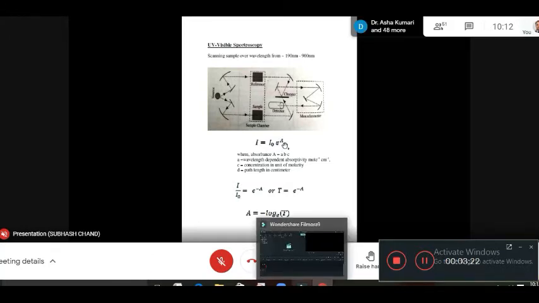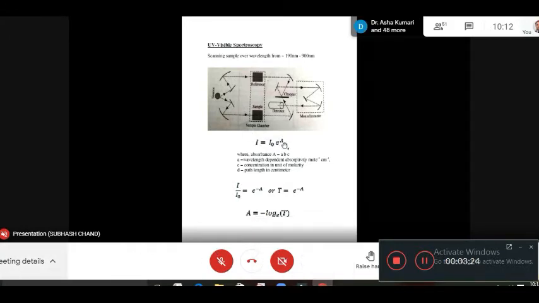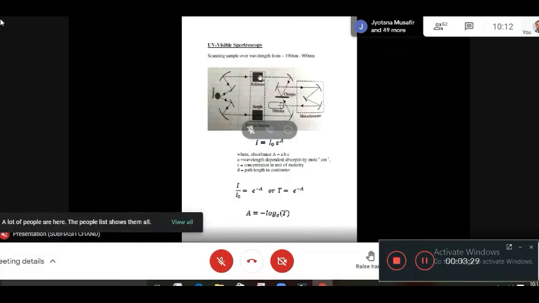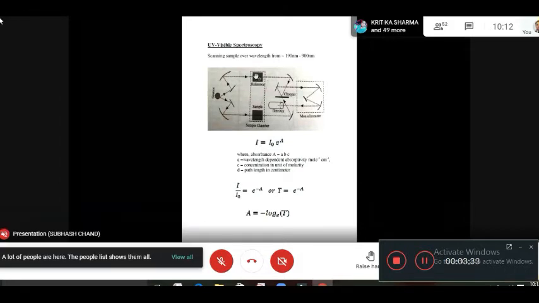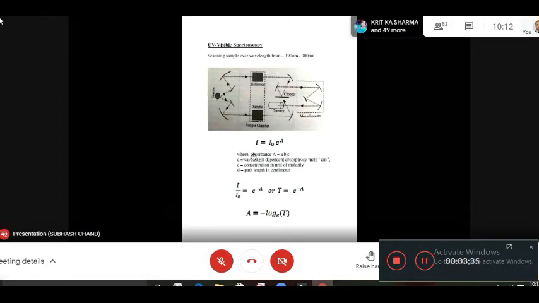This A is called absorbance, and it depends on the sample we are using, the something that we have put over here. It depends on how thick the sample is, how much path length the beam travels through the sample. You can say d is the path length.